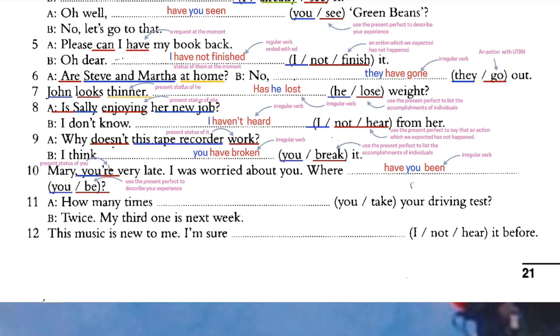Question 11. The word "take" uses the present perfect to describe your experience, and the word "you" as a subject reminds us that we should use the word have. So the answer is, how many times have you taken your driving test? Twice. My third one is next week.